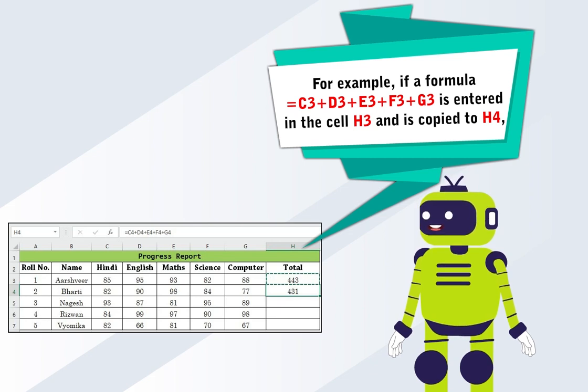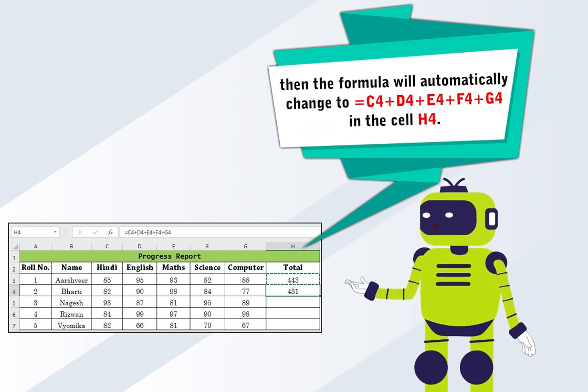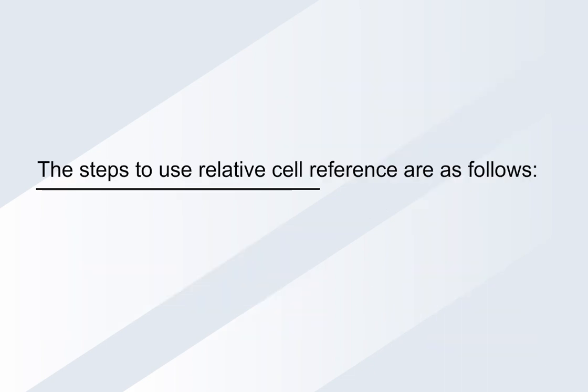For example, if the formula =C3+D3+E3+F3+G3 is entered in the cell H3 and is copied to H4, then the formula will automatically change to =C4+D4+E4+F4+G4 in the cell H4. The steps to use relative cell reference are as follows.